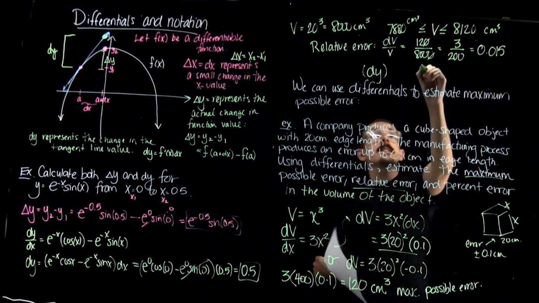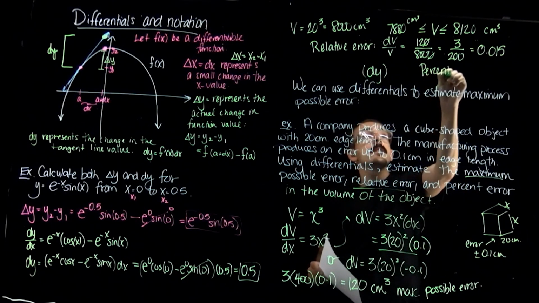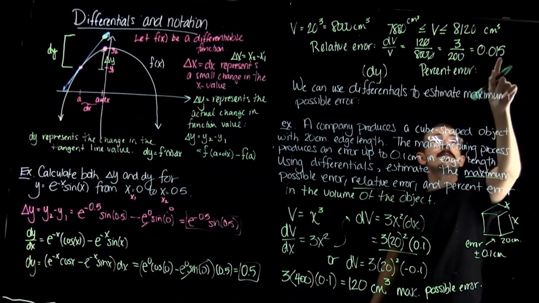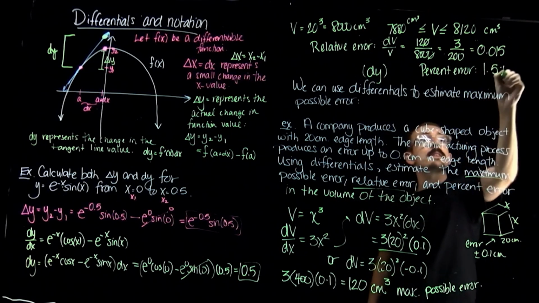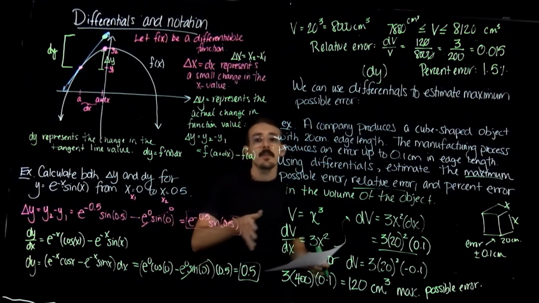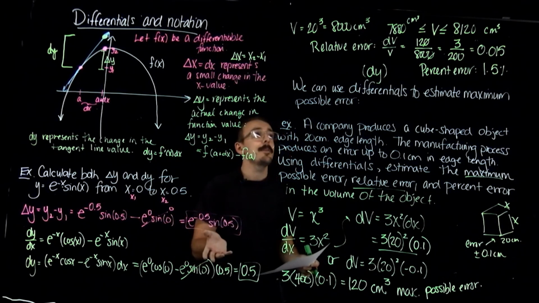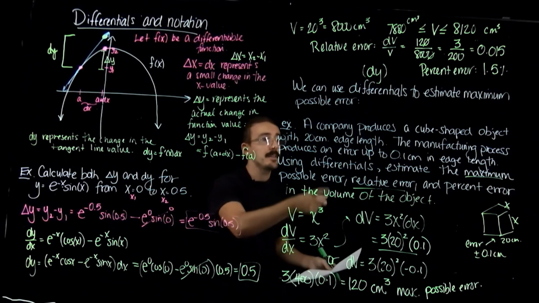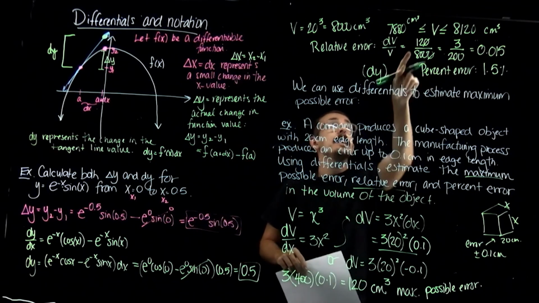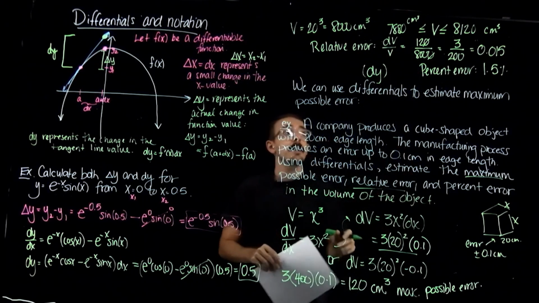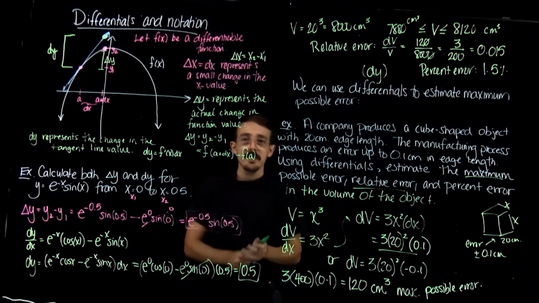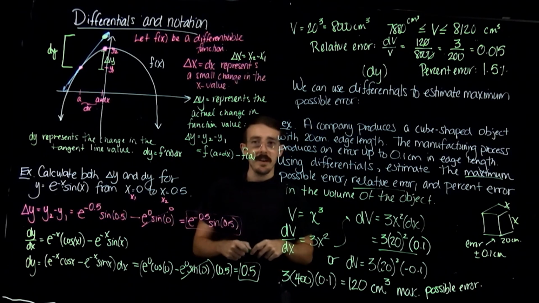And then from here, to get the percent error, you can just make that into a percentage. So you can bump this over 2 to the right, and you get 1.5%. And again, it's the same with the other situation. If you're under by the 0.1, then I would just make these negative, and this would be negative right here. OK, so that's an example using differentials to find the maximum possible error.